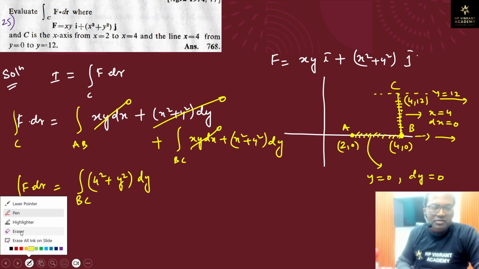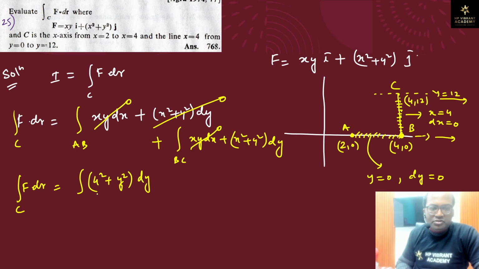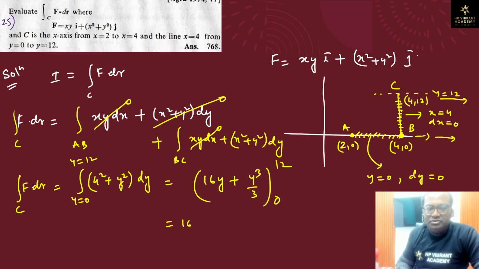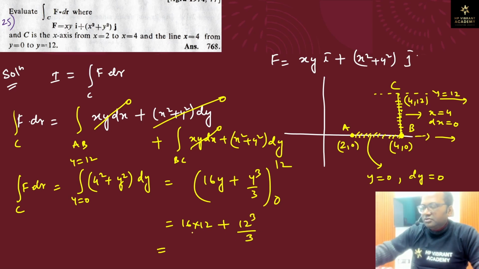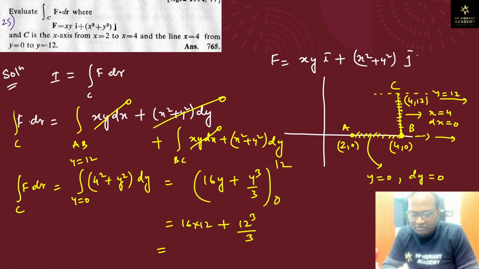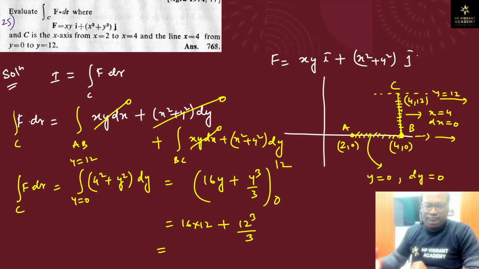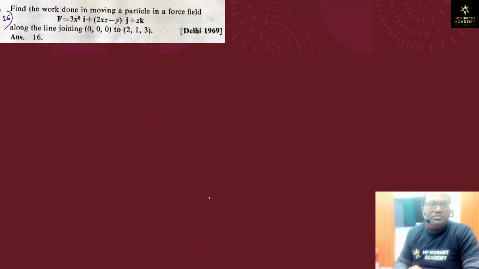Okay, so the integral on y will have limits on y from y is equal to 0 to y is equal to 12. So this is 16y plus y cube upon 3, and the limit is 0 to 12. So this is equal to 16 into 12 plus 12 cube upon 3. Let us use the calculator: 16 into 12 plus 12 cube upon 3. So the value is 768. 768 is the answer.